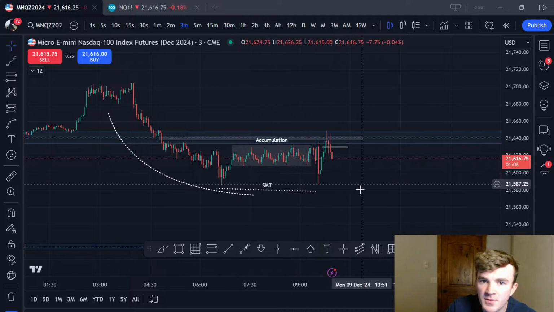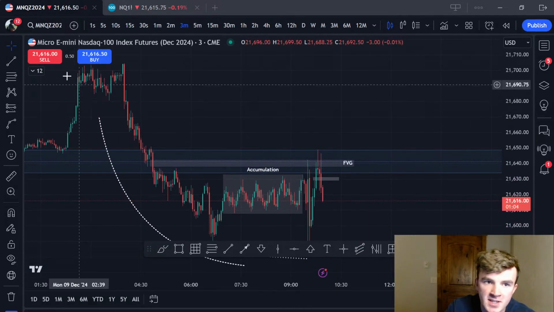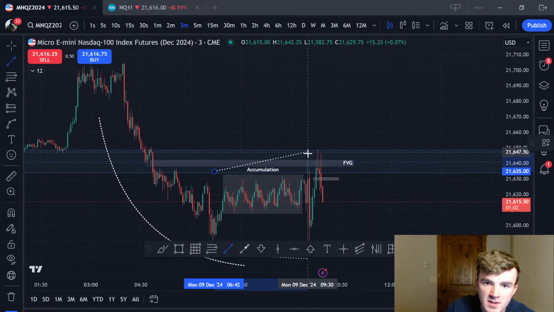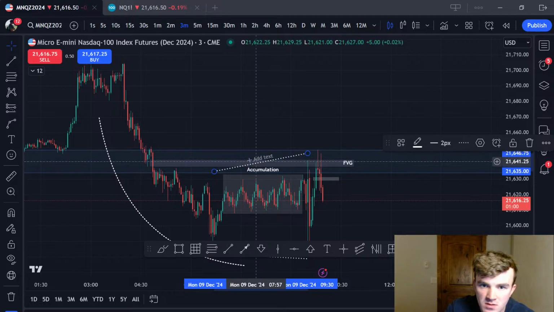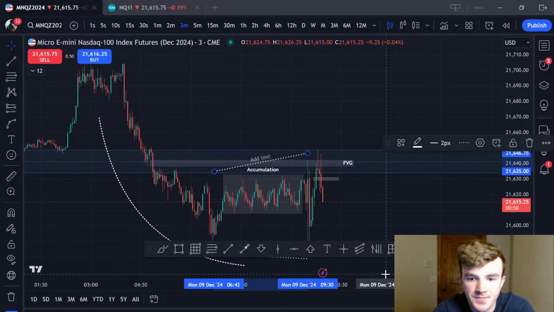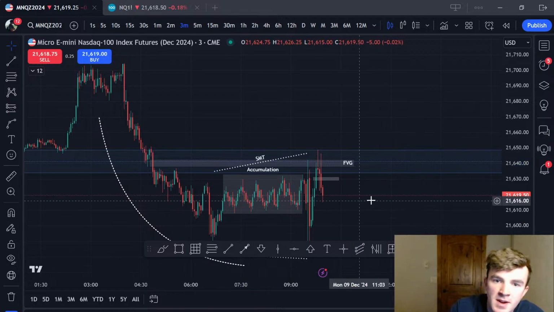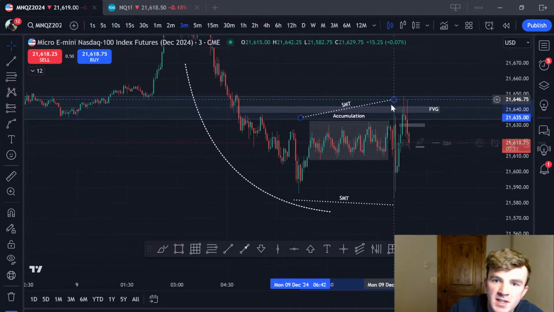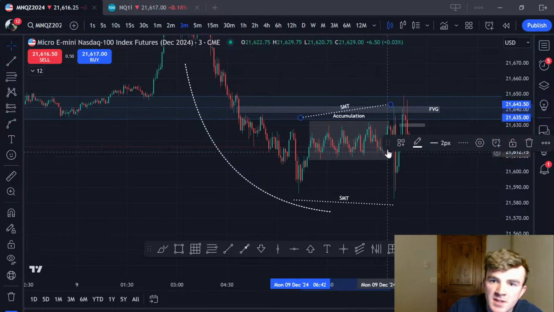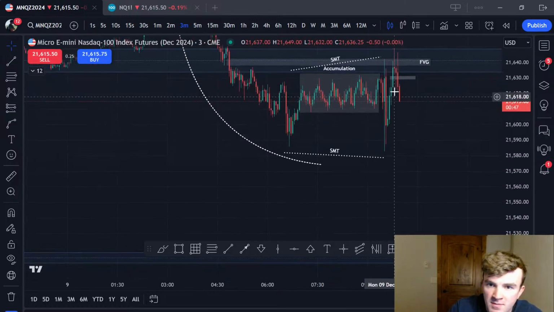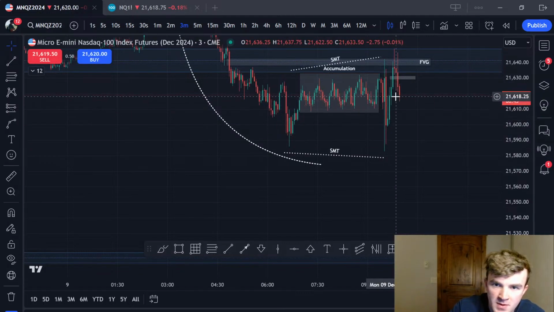I mean, the thing is, we had bearish S&T here. So it made sense at the time that we would maybe go lower, right? I was like, okay, bearish S&T, accumulation, manipulation, like possibly distribution. Let's put a limit order here.